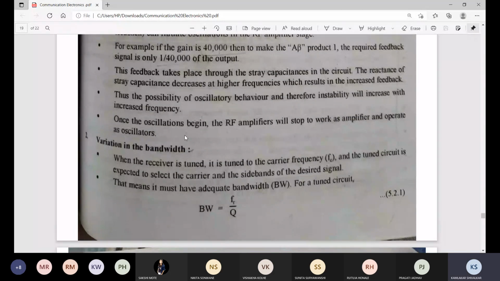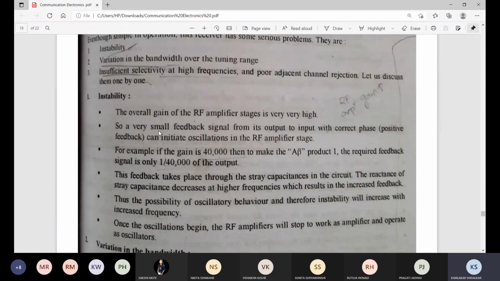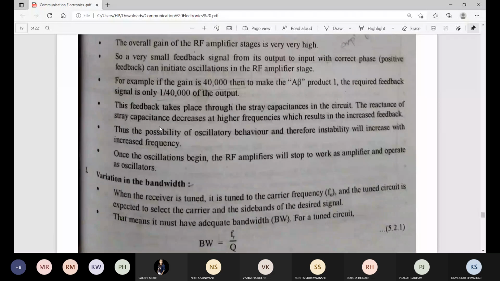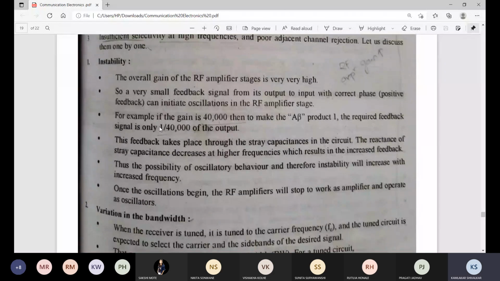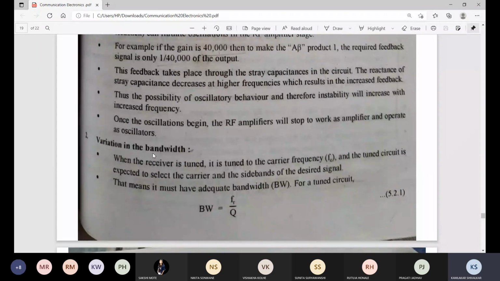आता हा दुसरा ड्रॉबॅक आहे बघा, याच्यामध्ये काय होतं म्हणलं, instability. That tuning will not stable. Why it not be stable? Because that RF act as an oscillator instead of amplifier. It act as an oscillator, and when it act as an oscillator, then it will be not stable on that particular frequency. That frequency will get increased. As frequency, resonant frequency increases, then it will be unstable. So this is instability of the TRF. Okay, then variation in the bandwidth.